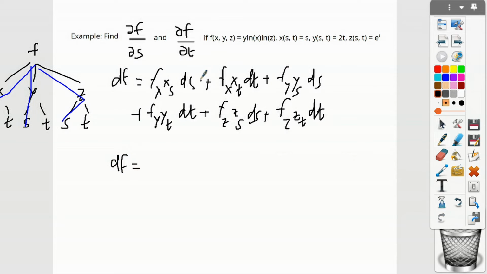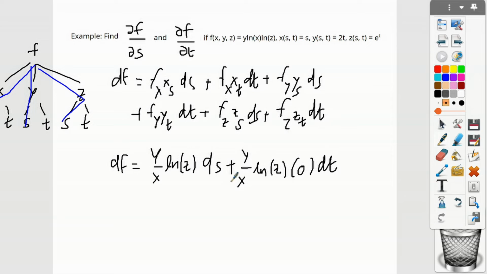So df is equal to f sub x. What's f sub x? F sub x is y over x ln z. What's x sub s? It's 1, so 1 ds, plus f sub x again, y over x ln z, and then what is x sub t? It's 0, so this is 0 dt. So this is gone. Plus f sub y. What's f sub y? It's ln x ln z.